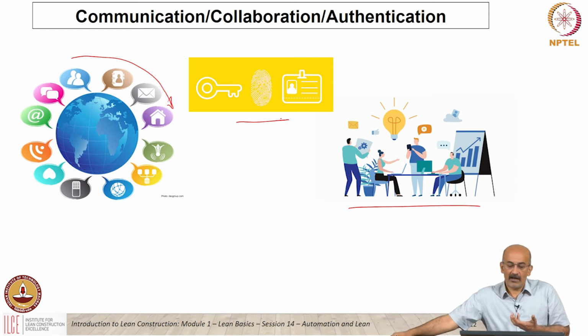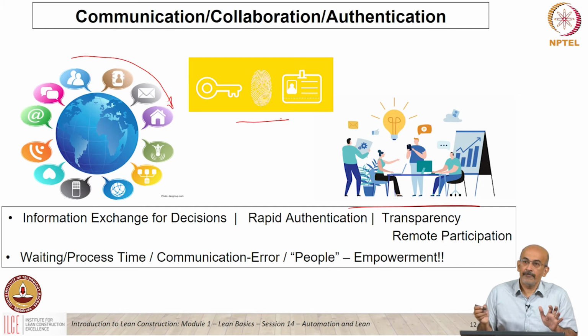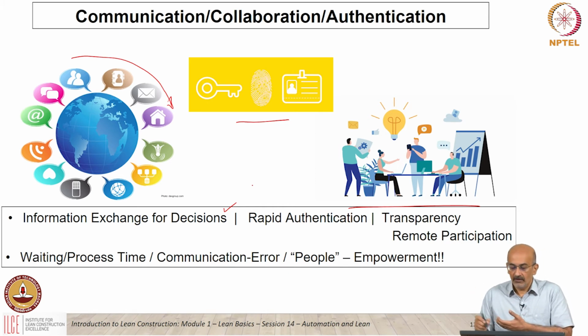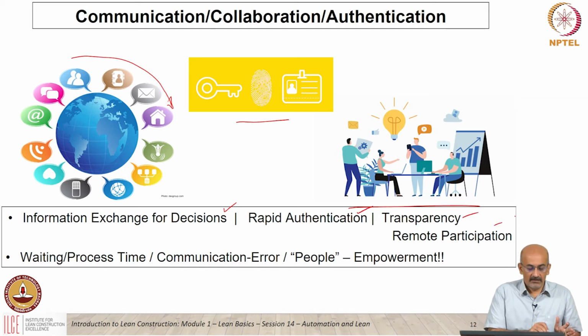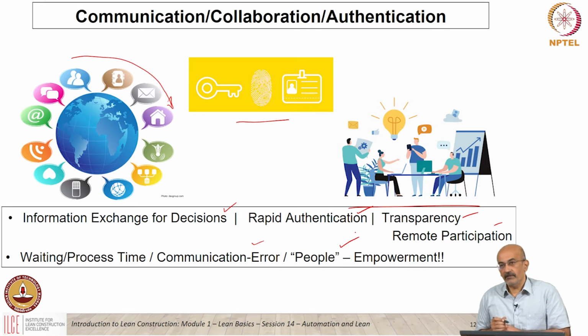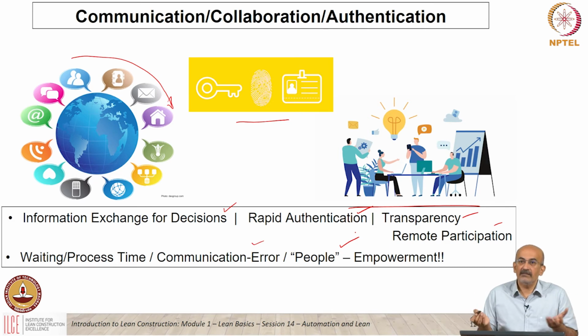And in many ways the record keeping, the fact that we can record the meetings, etc., makes the documentation also better. So if we look at it, we have rapid information exchange, faster decision making, faster understanding of others' constraints and problems. Rapid authentication, transparency, remote participation. Again, it impacts our standard metrics: waiting time, processing time, and it reduces communication error. Very importantly, people feel empowered. When you collaborate and people are a part of the decision making process, there is certainly empowerment.